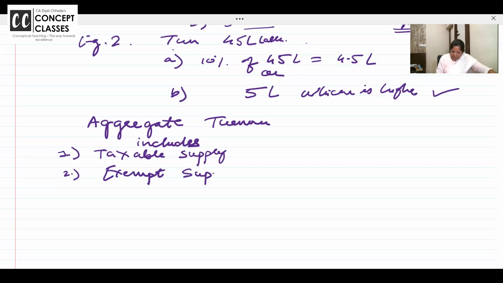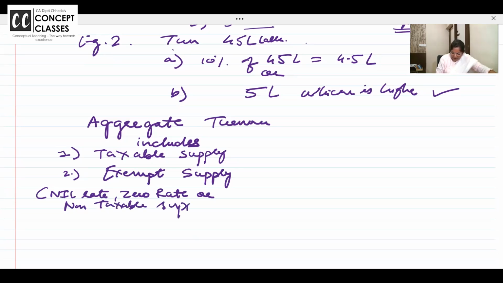What is exempt supply, dear students? In bracket, we can write nil rate, zero rate, or non-taxable supply. Is it clear? You can check the definition in the second chapter. Exempted supply, either the rate is nil or it's zero. Nil rate or zero rate में भी फर्क है. And or it is non-taxable supply.